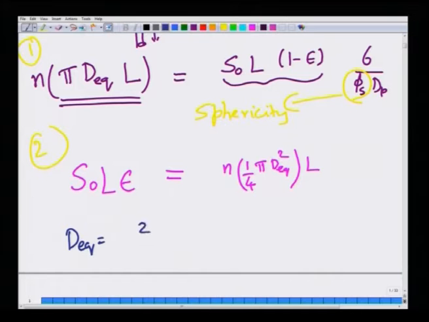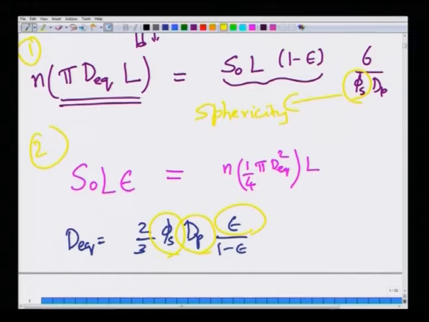So, D equivalent is 2/3 phi s dp epsilon by 1 minus epsilon. That is the equivalent diameter of a tube through which fluid is flowing, and the model is that there are n such tubes that model a bed of particles of porosity epsilon, particle diameter dp and sphericity phi s.